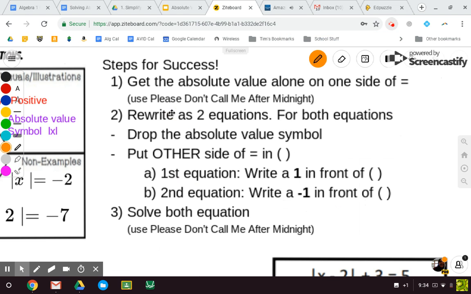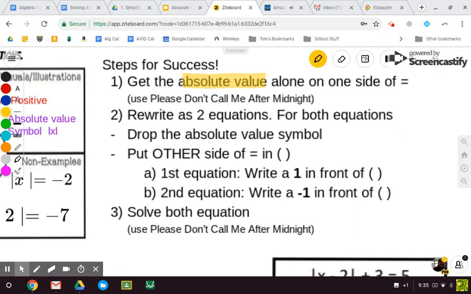So now that we've defined what an absolute value is, let's talk about how to solve it. You solve an absolute value equation by getting the absolute value all alone on one side of the equal sign, and you use please don't call me after midnight in order to do that. Then you rewrite it as two different equations. For both equations, you're going to drop the absolute value symbol. You're going to put the other side of the equals in parentheses.